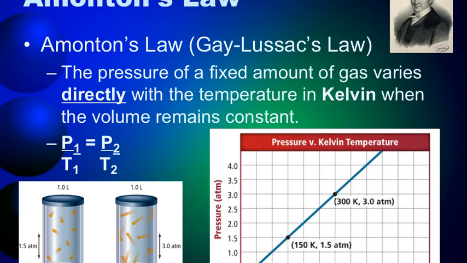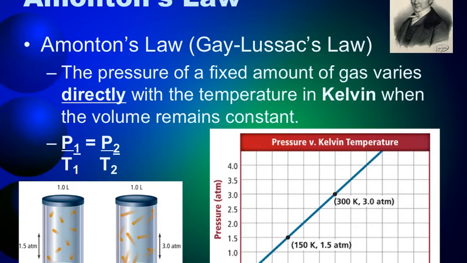Okay, so our next law sometimes goes by two different names. It was discovered by two separate people, Amontons and Gay-Lussac, so you'll hear it called both things. But this law deals with the two remaining variables that we haven't seen put together, and that's pressure and temperature. His law states that the pressure of a fixed amount of gas varies directly with the temperature in Kelvin when the volume remains constant.